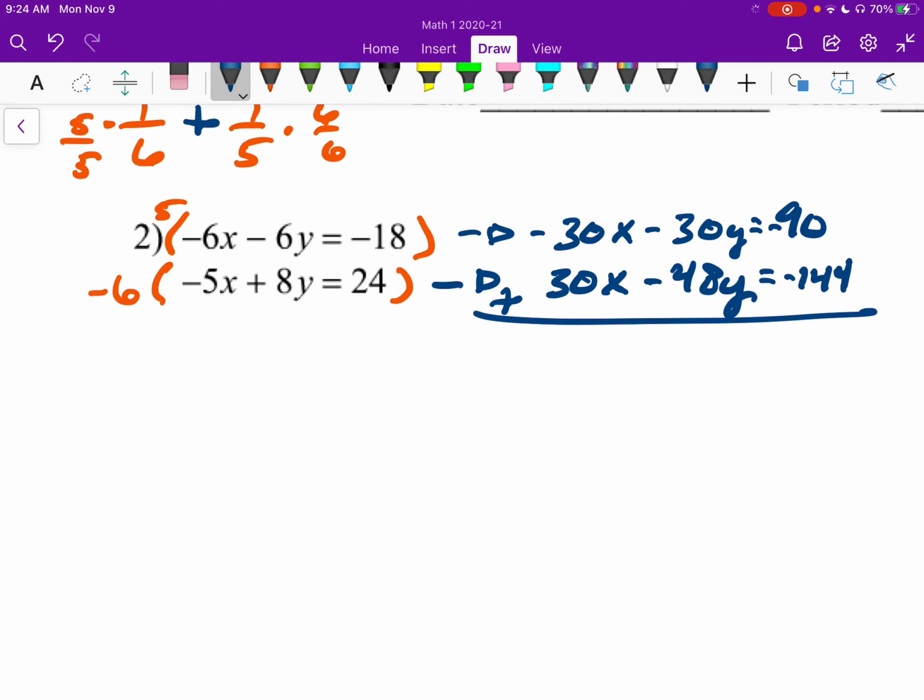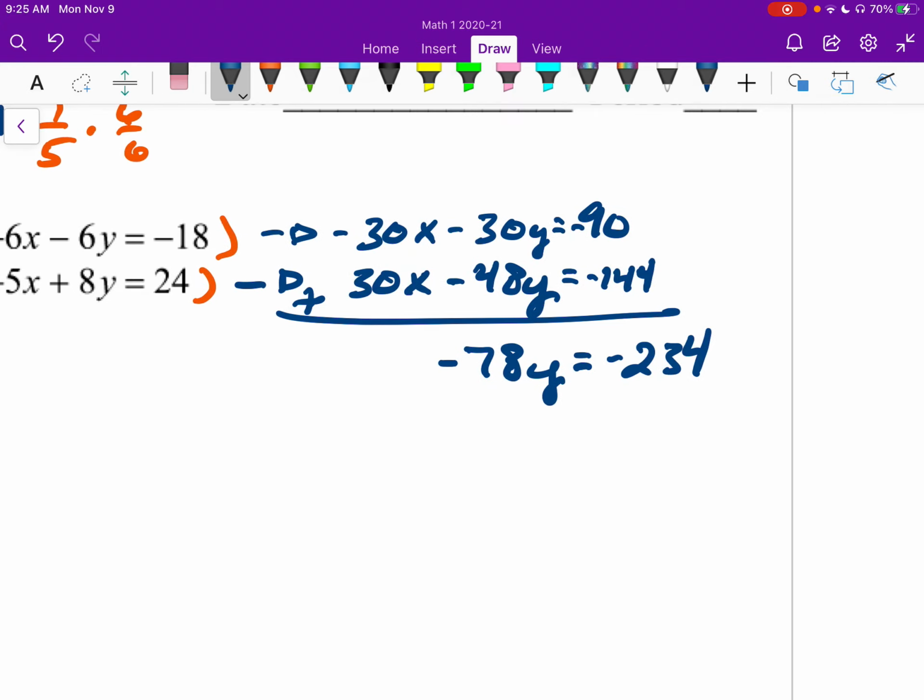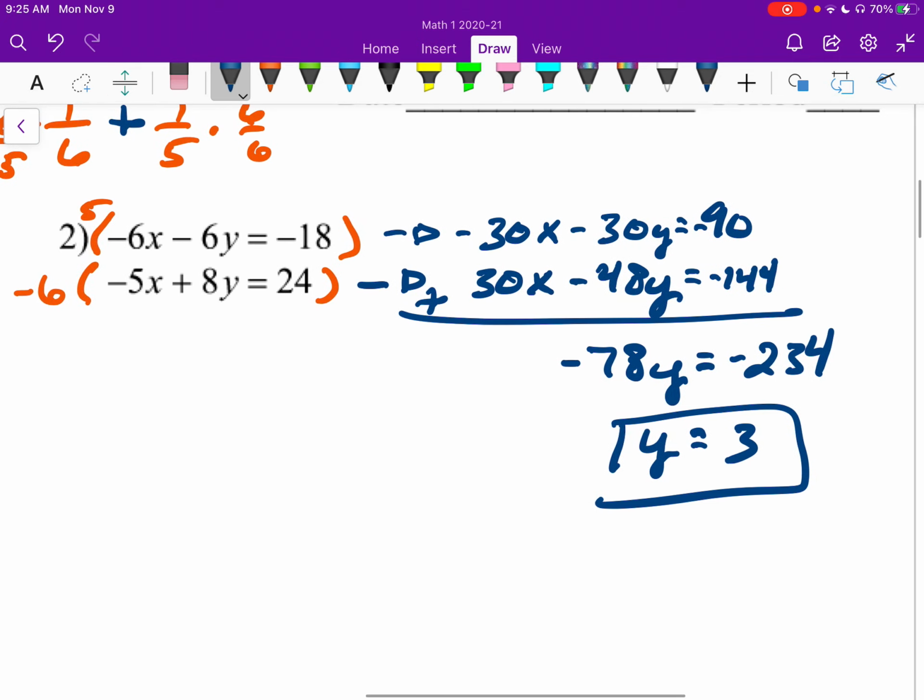So my x goes away. My y is going to give me a negative 40, 50, 60, 70, negative 78y equals, what's that going to be equal? Negative 234. I divide both sides by negative 78, and I get y equals 3. All right. Again, I know that those numbers got pretty big, but we're doing the same process as what we've been doing in the past two sections. Well, this section and the previous.